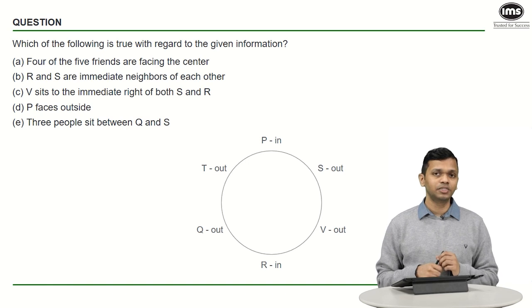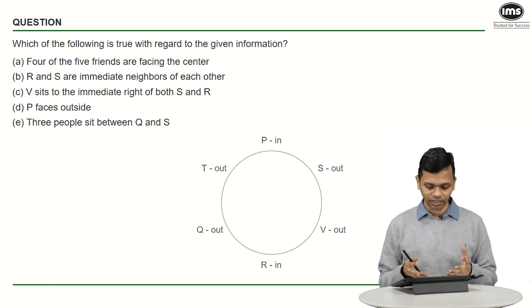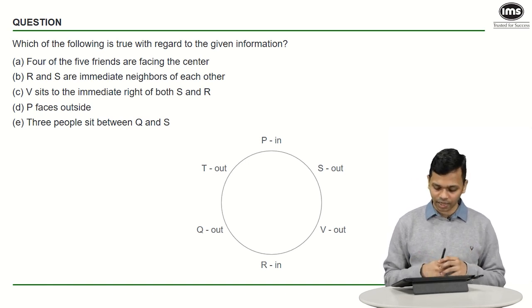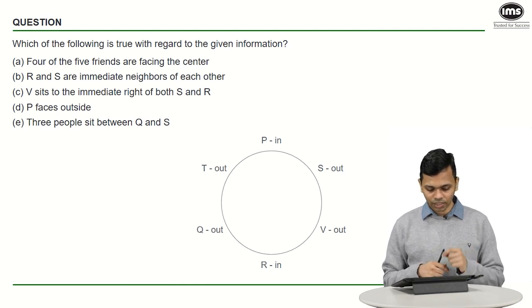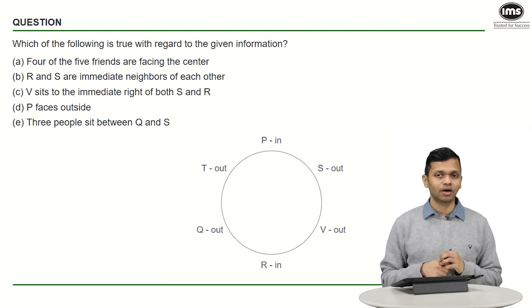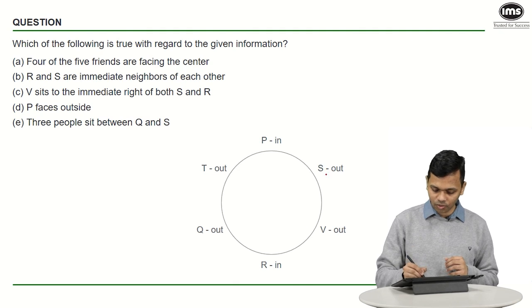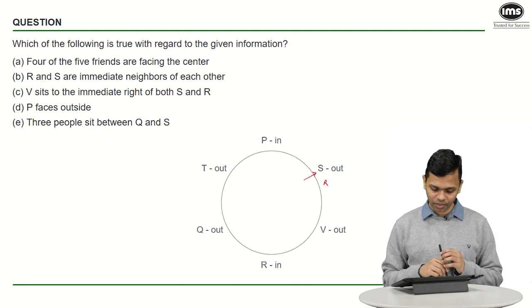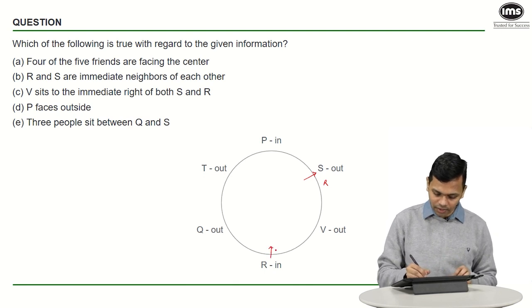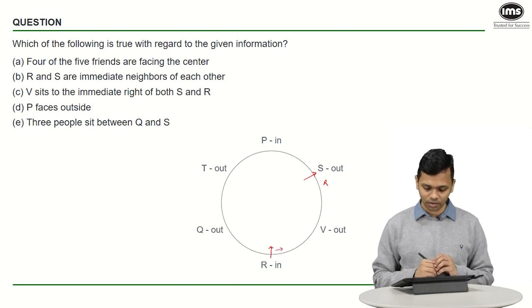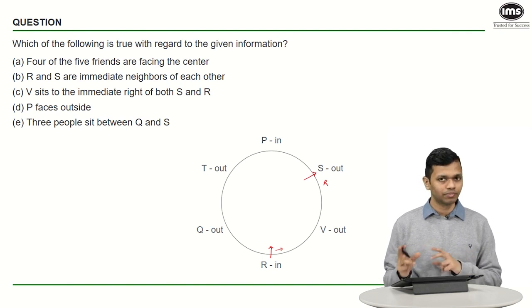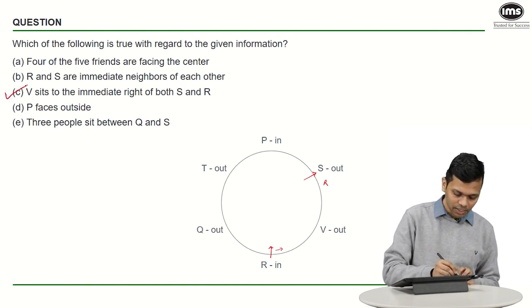R and S are immediate neighbors of each other. Do you have that in picture? No, they are separated by V. V sits to the immediate right of both S and R. Now since S is facing outside, this is going to be the right hand side for S, and since R is facing inside, this is going to be the right side for R. That is why V sits to the immediate right of both S and R is correct.